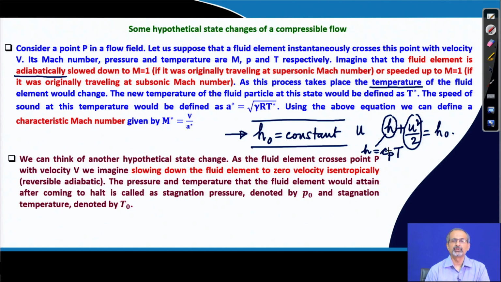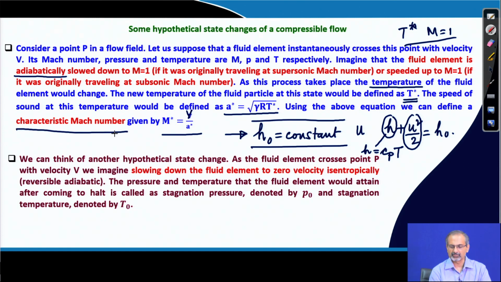The new temperature of the fluid particle at this state is defined as T star. That means T star corresponds to the Mach 1 condition. The speed of sound at this temperature is defined as a star, which is the square root of gamma R T star. Using this, we can define a characteristic Mach number, given by M star equal to V by a star. So, this is a hypothetical state change that we used in order to bring in a so called characteristic Mach number and a characteristic sonic speed.